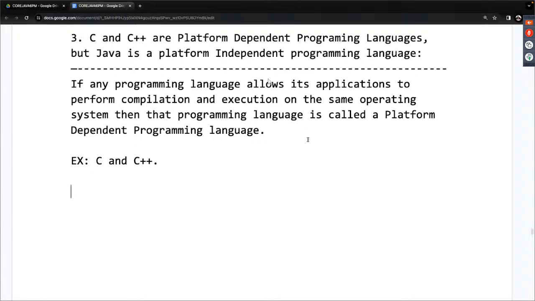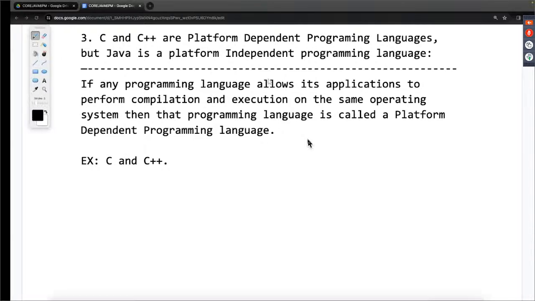Examples for platform dependent programming language are C and C++. The definition is okay, the examples are okay, but how can we justify that C is a platform dependent programming language? What exactly is the internal logic for why C is a platform dependent programming language? That we have to understand. Now I will give one simple diagram here. Try to understand it clearly.